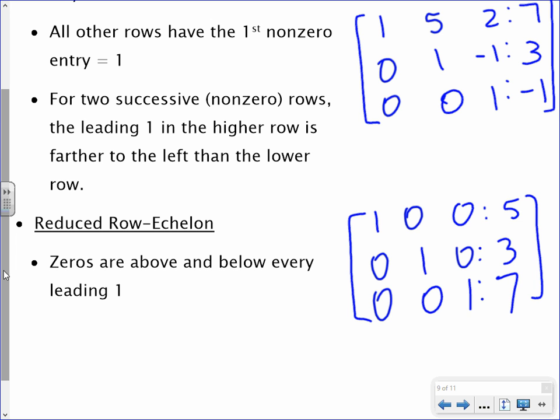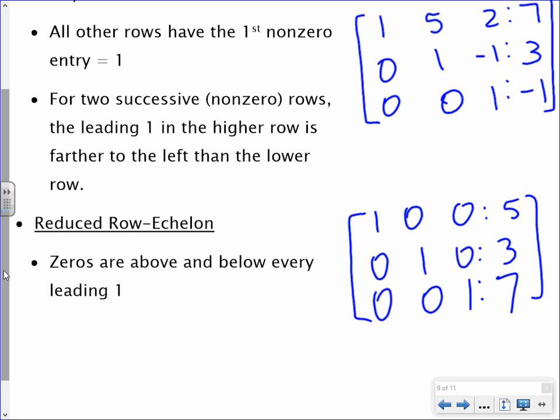Let's talk about why these forms are nice. We'll start with reduced row echelon form. If this is our augmented matrix, what does this first row mean? X equals 5. What does the second row mean? Y equals 3. And the third row? Z equals 7. If you can get a matrix into reduced row echelon form, you have the solution. That's cool, right?